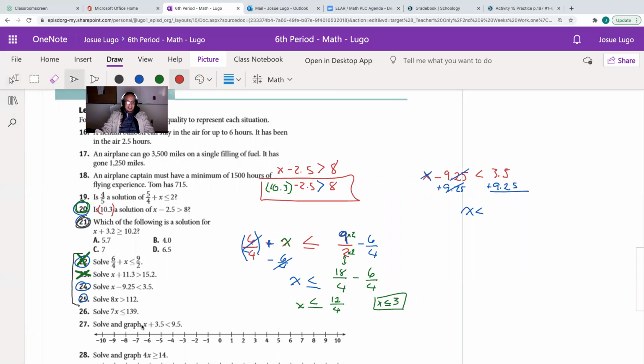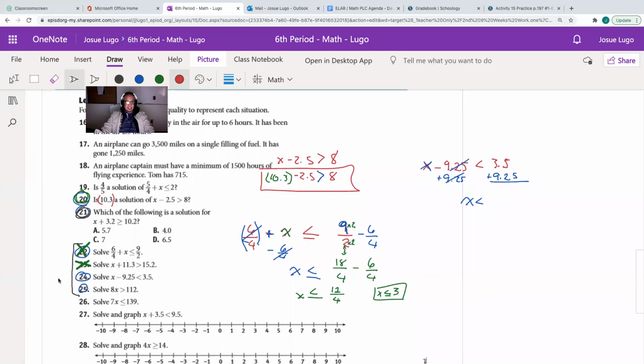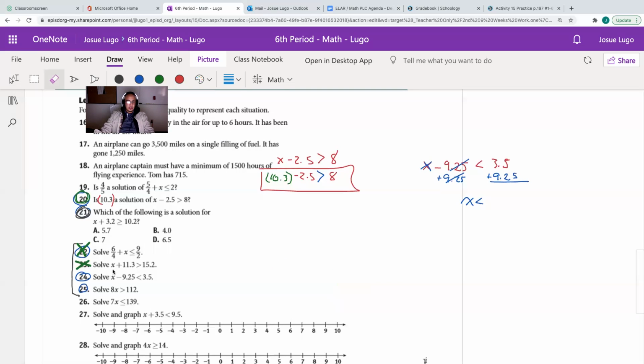Finally, on number 24 and 25, ladies and gentlemen, all you have to do is isolate the variable. Remember, when we're solving inequalities, all you have to do is isolate the variable, see what you have to do to make the variable be by itself. For example, in number 24, we have x minus 9.25 is less than 3.5.